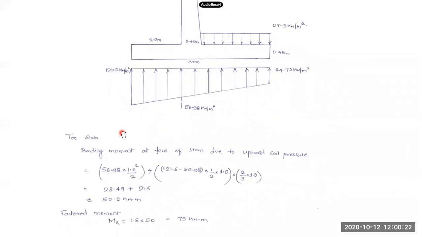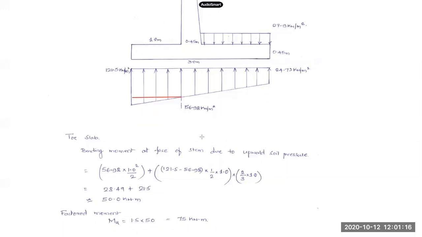Now for finding the bending moment, this 24 will be constant here. If you find the pressure at this point by interpolation, you will get this intensity. I can consider this as a uniformly varying load, with the minimum intensity at one end and maximum intensity at the other end. So I'll split this into two parts. One is a constant UDL of 56.98 kilonewton per meter, plus the remaining portion, which is 121.5 minus 56.98.